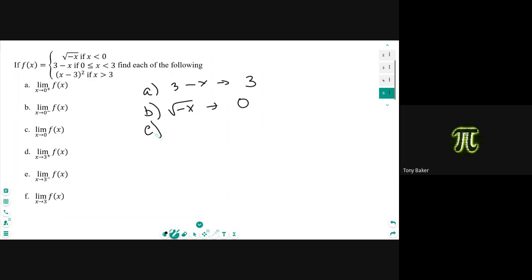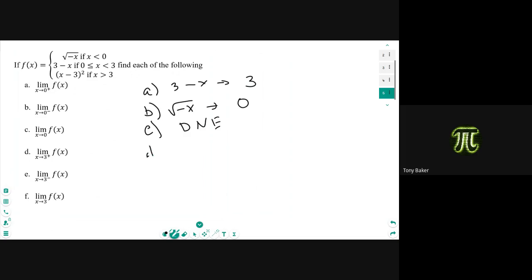C, the limit as x goes to 0. Why? Right, those two are not the same, so this one does not exist. If they were the same, it would exist at that point, but since they're not the same, it does not exist.